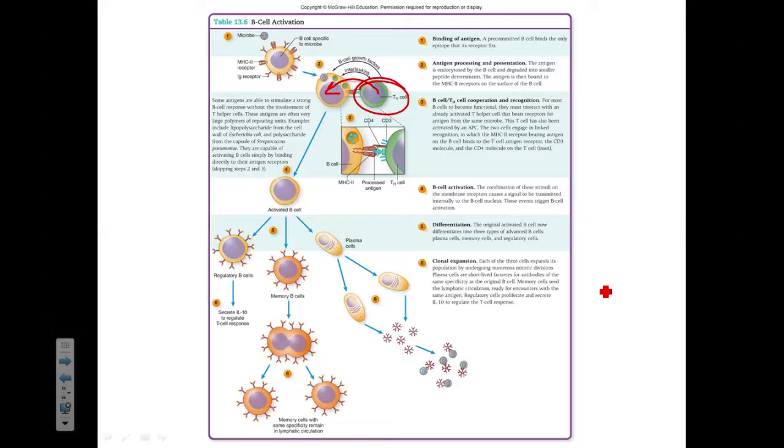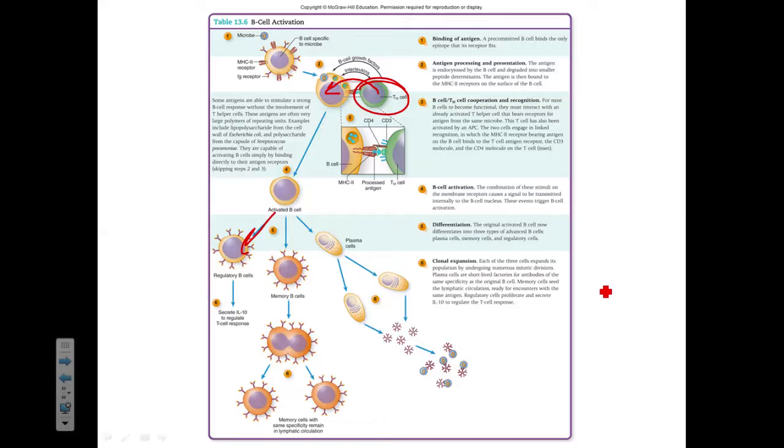That T helper cell is going to have its CD3, CD4 molecules helping to bind to the antigen, and it will present the antigen to the MHC receptor on the B cell. So the T helper cell will expose the B cell's MHC class II receptor to the antigen, and once that B cell's MHC class II receptor is exposed to the antigen, then our B cell becomes activated and begins to differentiate. And our B cells differentiate into three primary types.